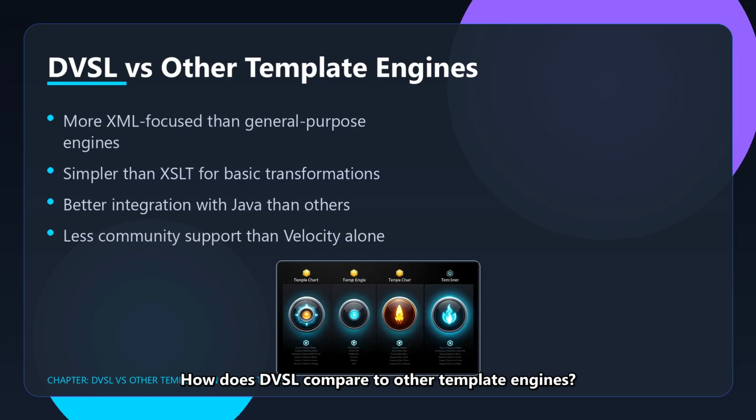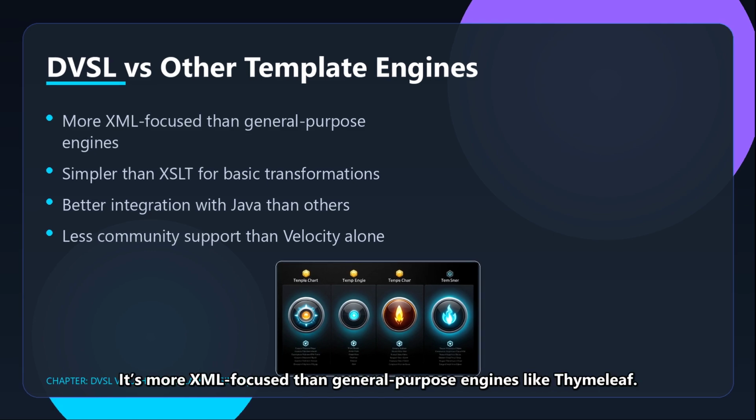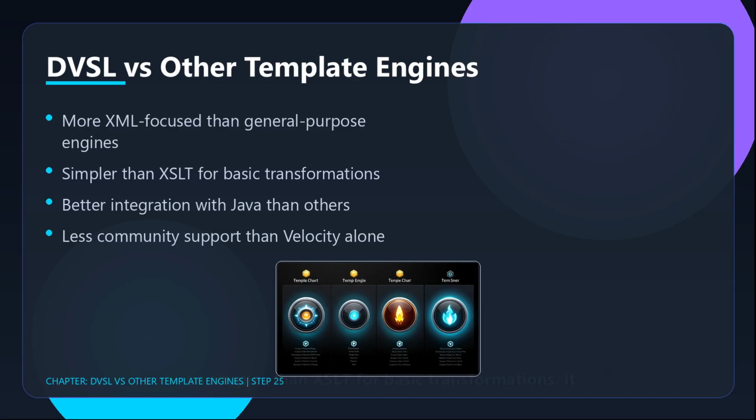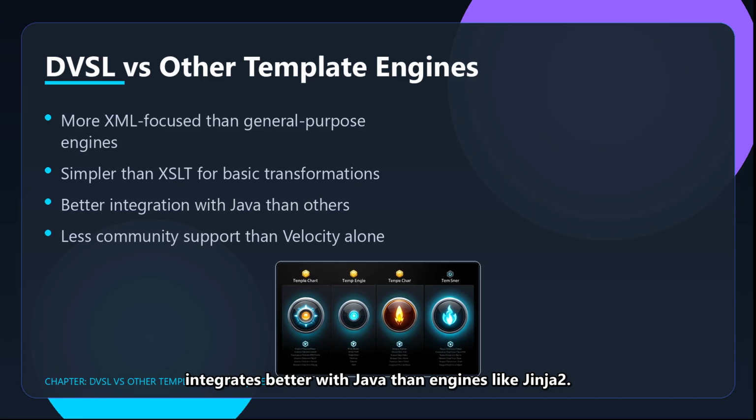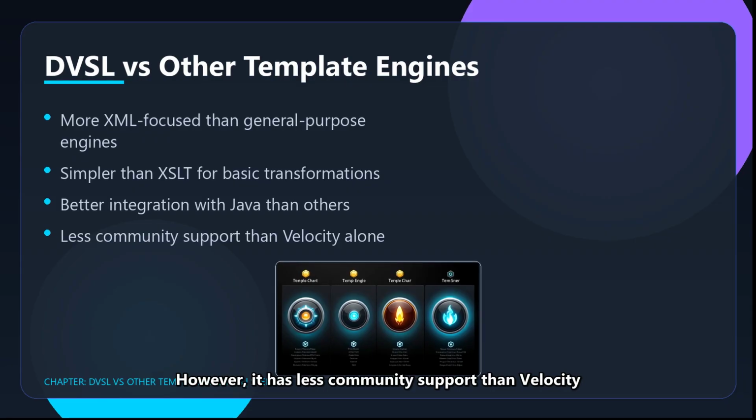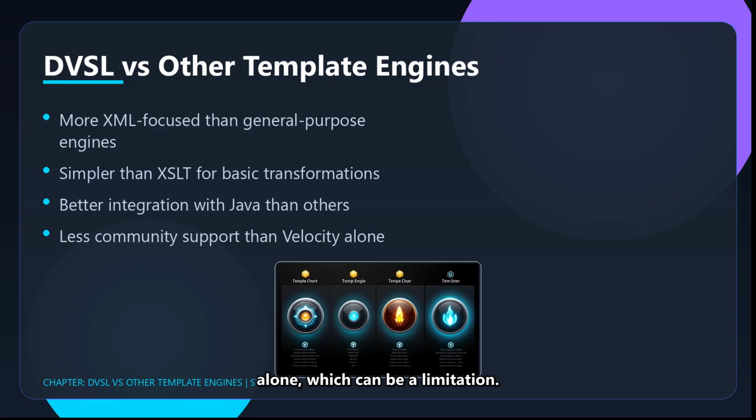How does DVSL compare to other template engines? It's more XML-focused than general-purpose engines like Thymeleaf. It's simpler than XSLT for basic transformations. It integrates better with Java than engines like Jinja2. However, it has less community support than Velocity alone, which can be a limitation.